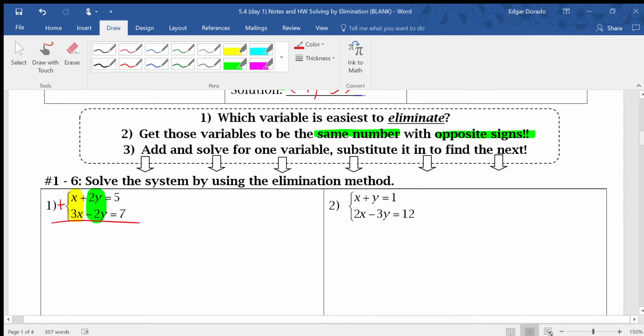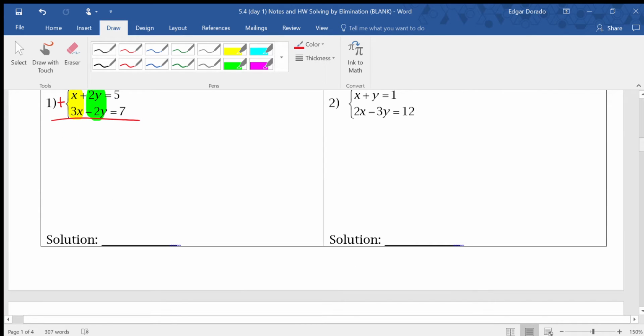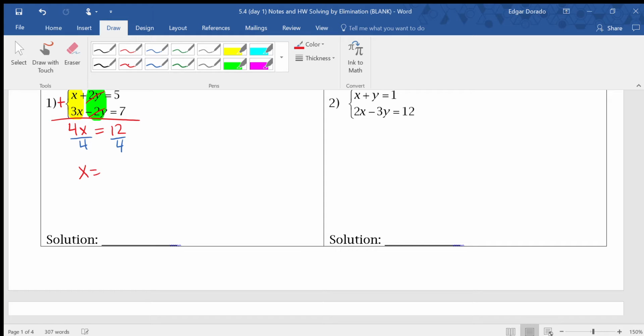Okay, so let's go ahead and solve this one. So again, x plus 3x is a 4x. 2y plus a -2y would cancel each other out, and then finally 5 plus 7 would be a 12. So I'm going to divide that by 4, divide that by 4. So I get x equals 3. Simple enough. This one is actually going to be kind of an easy problem.